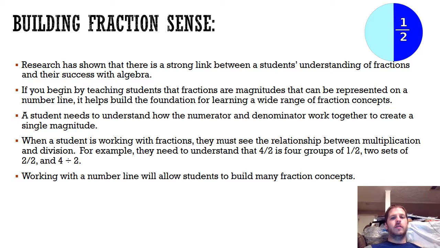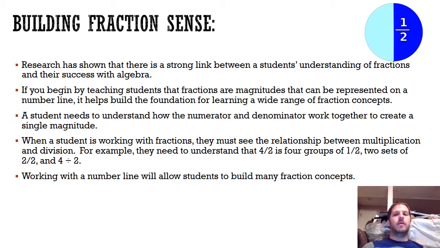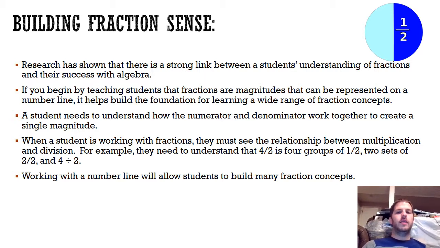Research has shown that there is a strong link between a student's understanding of fractions and their success with algebra. If you begin by teaching students that fractions are magnitudes that can be represented on a number line, it helps build the foundation for learning a wide range of fraction concepts. A student needs to understand how the numerator and denominator work together to create a single magnitude. When a student is working with fractions, they must see the relationship between multiplication and division.